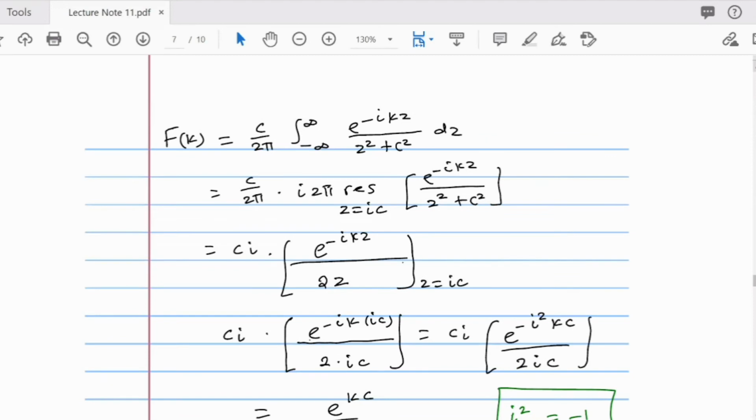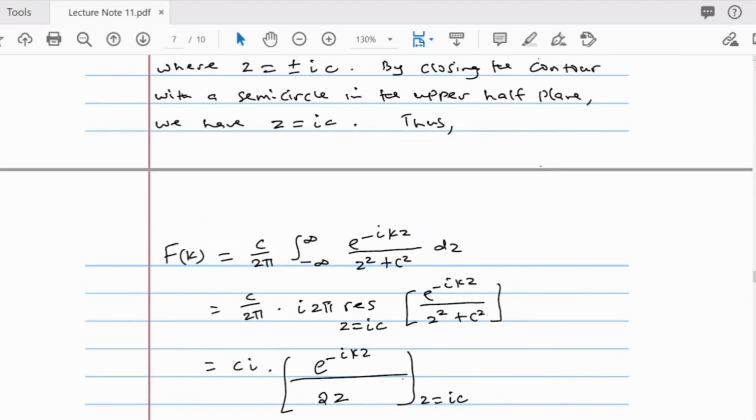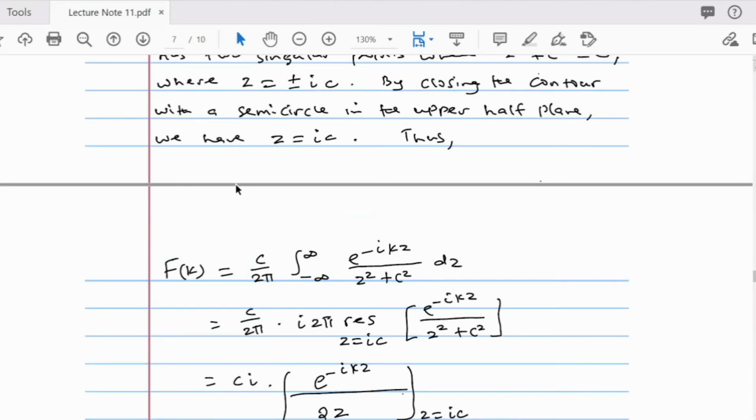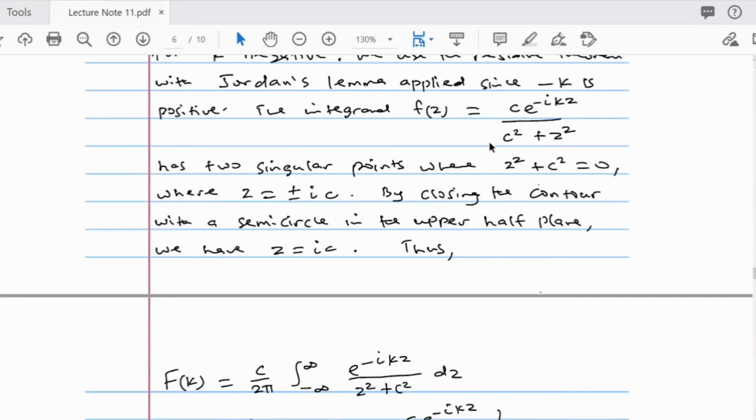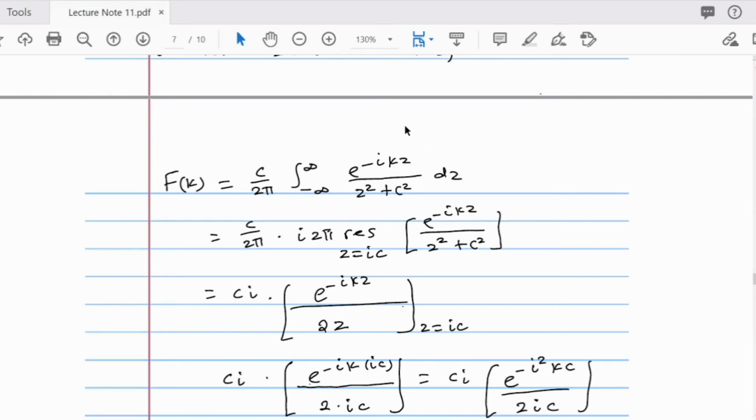Okay. Now what I'm saying is that there are two singular points for f of z. The singular points are where c squared plus z squared equals 0, which is z equals plus or minus ic. But we only take the singular point that is in the upper half plane. Since we assume that our c is greater than 0, z equals ic will be the only singular point in the upper half plane. So to evaluate this integral, it is 2 pi i times the residue of f of z at the singular point that is in the upper half plane. If two of them are in the upper half plane, you have to compute the residue at those 2 points and add.